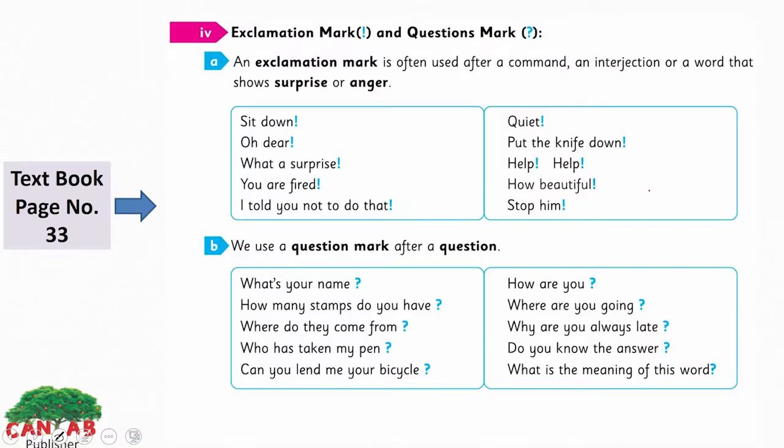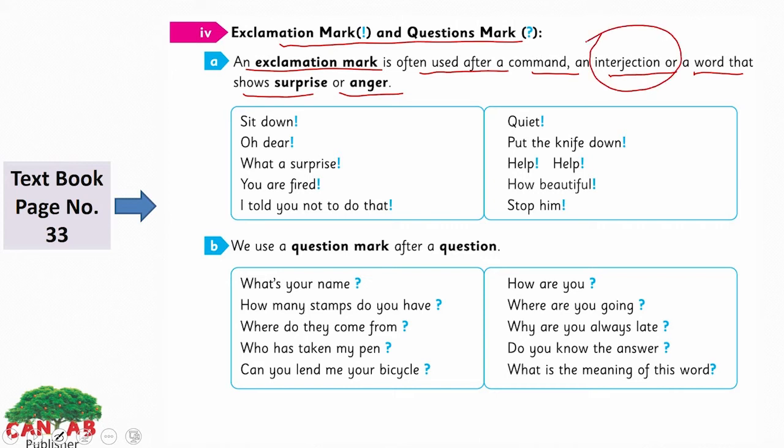Look here on page number 33 of your textbook. What are the exclamation and question mark? We have discussed the punctuation in your previous class too. The use of hyphen, brackets, full stop, capitalization, comma, exclamation mark. An exclamation mark is often used after a command, an interjection, or a word that shows surprise or anger. We use exclamation mark when we use interjection. It's a part of speech in which we express strong emotions of anger, joy, hate, love, anything. So we use exclamation mark after that.